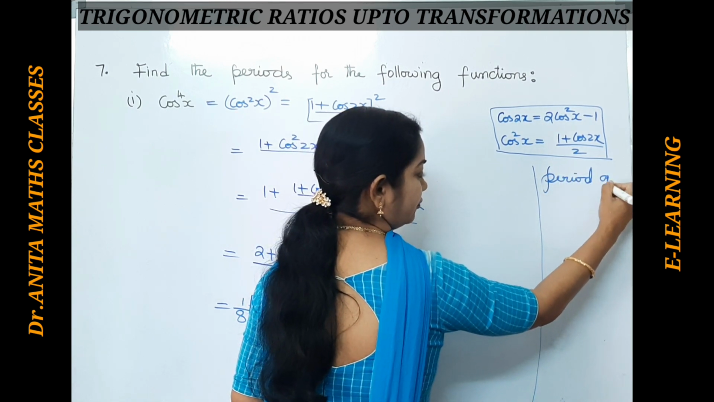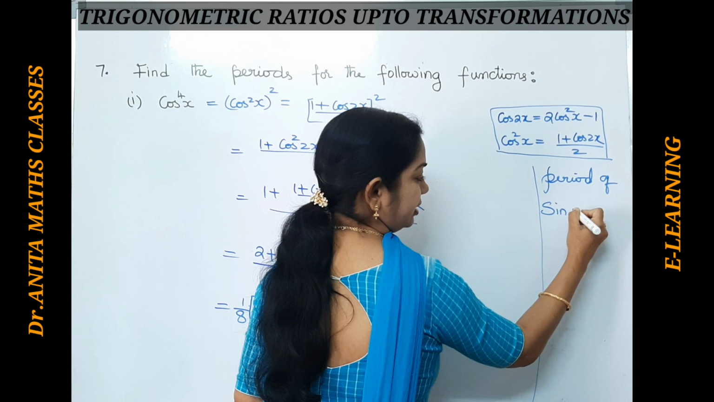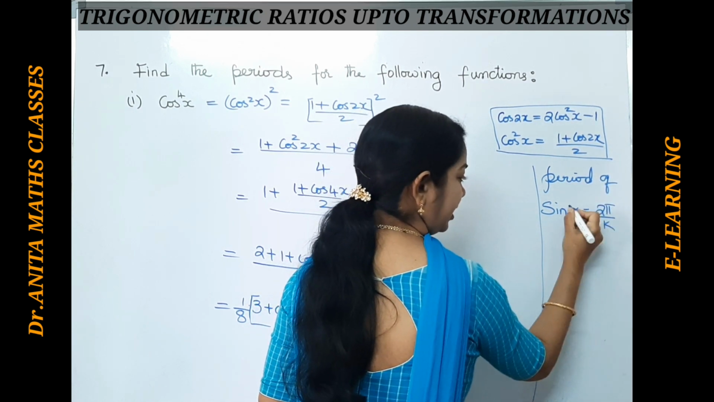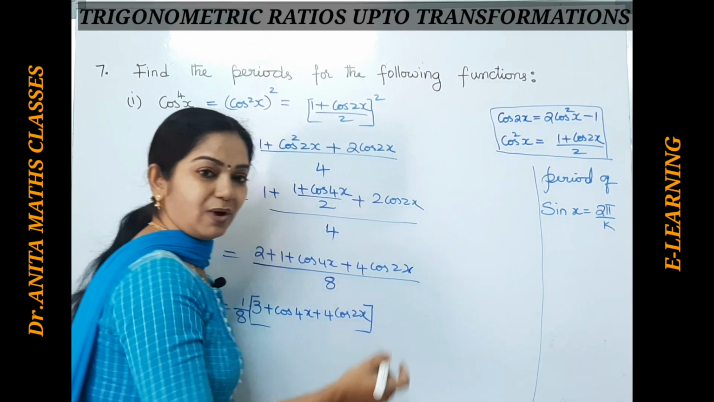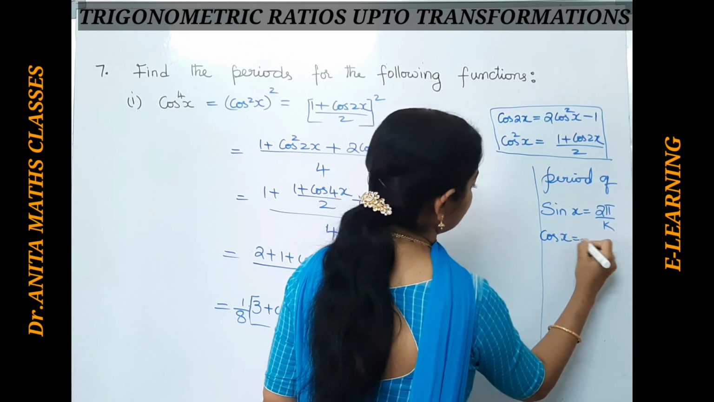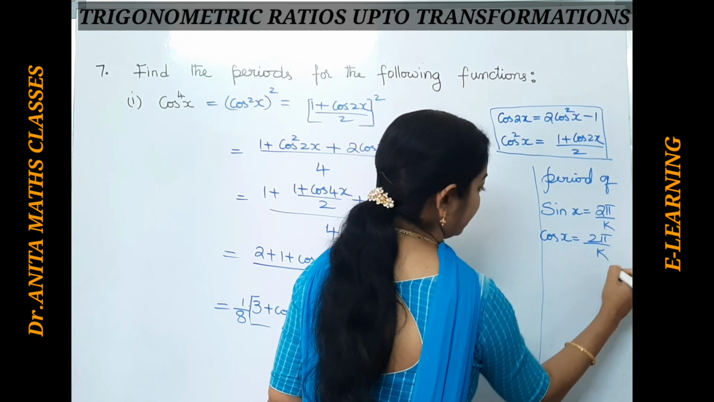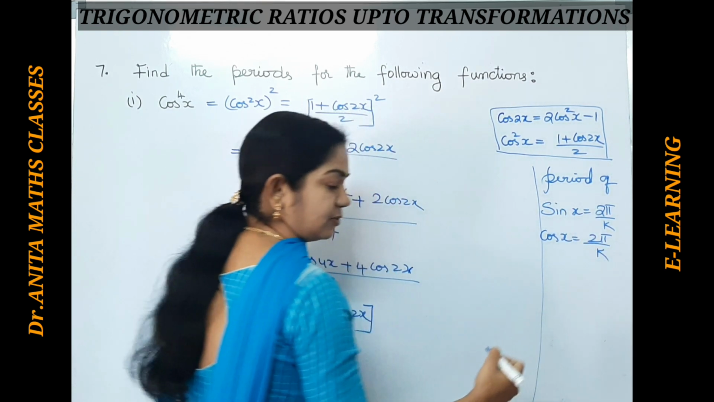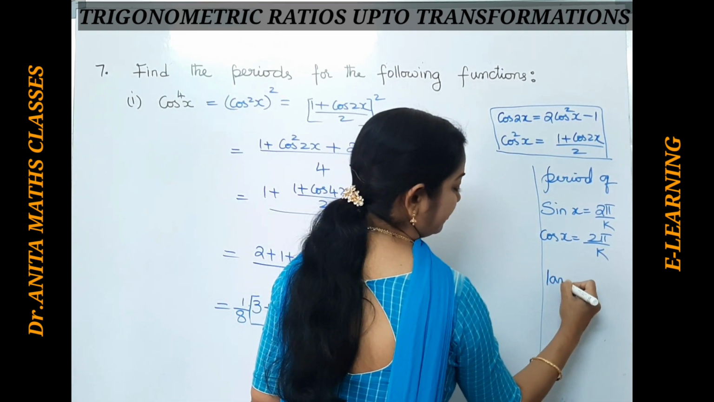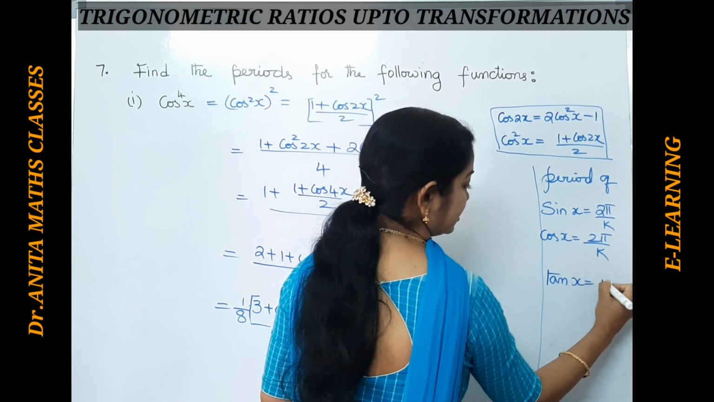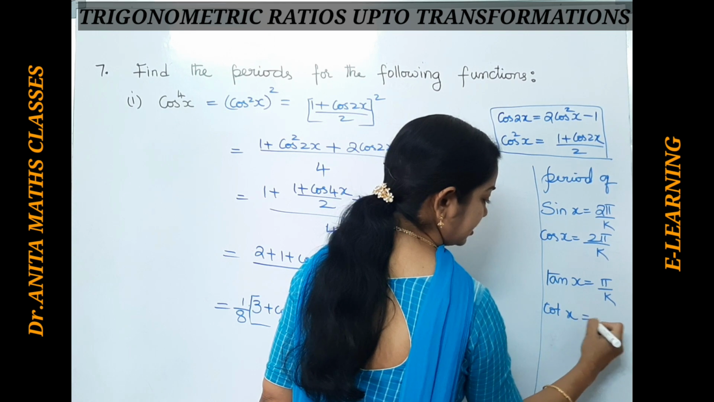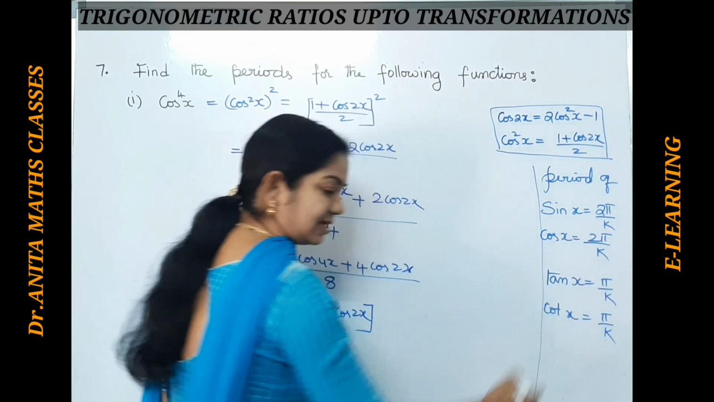period of sine of x is equal to 2 pi by k, where k is the coefficient of x, so 1 is k here. Likewise, period of cos x is 2 pi upon k, right? Similarly, their reciprocals, cosecant and secant, also 2 pi. Whereas for tan x the period is pi by k and for cot x it is pi by k. So these are the periods.